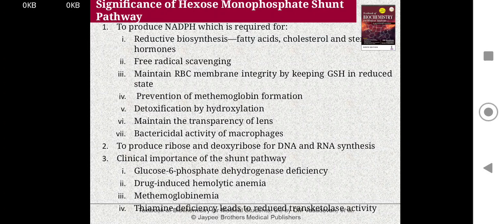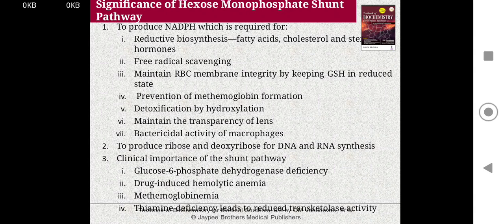Significance of HMP shunt pathway. First one is to produce NADPH, which is required for fatty acid synthesis, cholesterol synthesis and steroid synthesis. Second is the free radical scavenging system. Third one is maintenance of RBC membrane by keeping glutathione in the reduced state. Four is prevention of methemoglobin formation. Fifth is detoxification by hydroxylation. Sixth is to maintain the transparency of the lens via sorbitol.